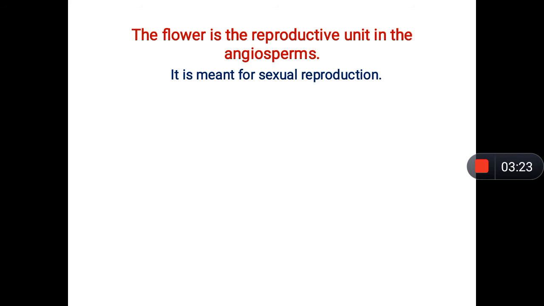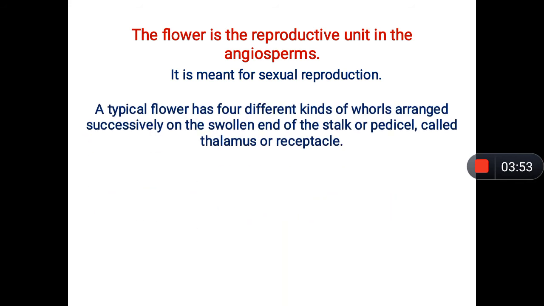In case of sexual reproduction, sex organs are involved. What are those sex organs in plant? One is called androecium, that is the male part, and gynoecium, which is called the female part. So these 2 sex organs are involved. So flower is the reproductive unit in angiosperm and it is meant for sexual reproduction.